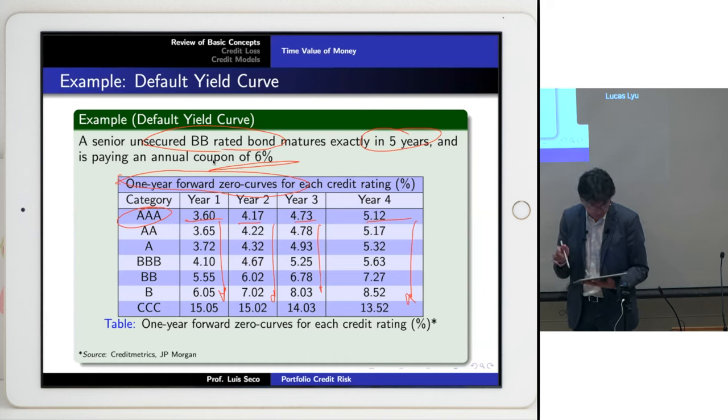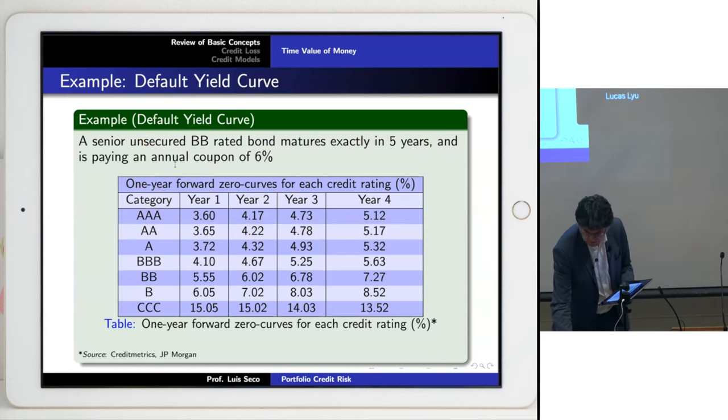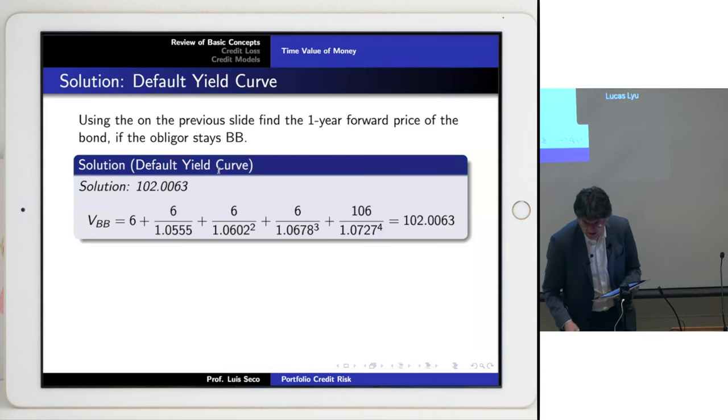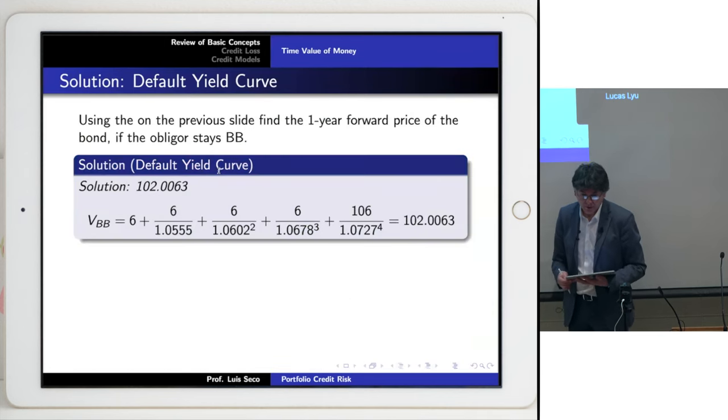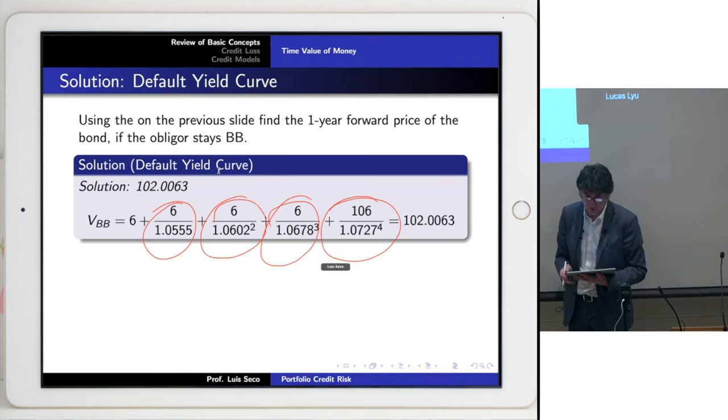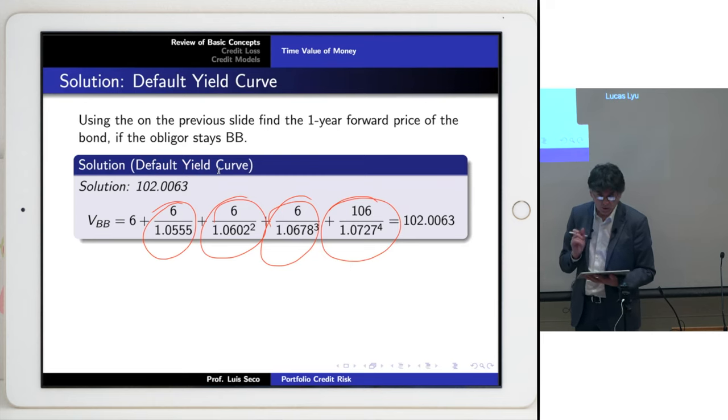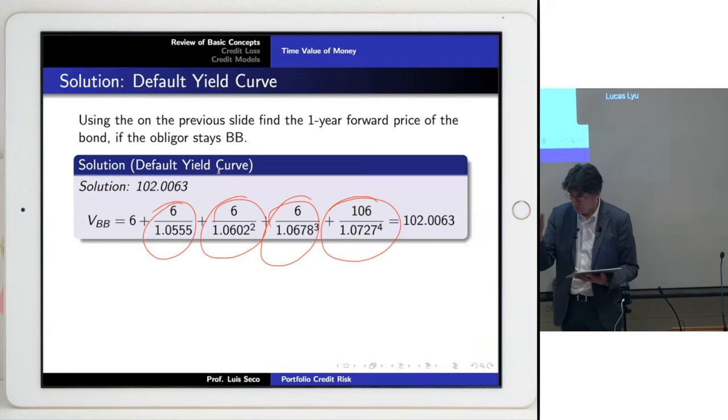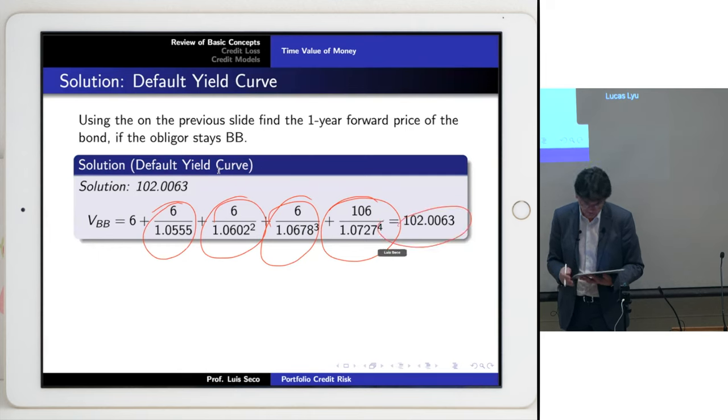Right now it's part of the problem. And now the question here is, with this information, can you calculate the 1 year forward price of the bond if the obligor stays at double B? That's a question we can already solve because we just use the rates of that particular obligor and discount the bond cash flows according to these formulas. We are the only ones who use continuous time discounting. Most people out there use annual compounding. That's why it's done like that, all right? And that's the answer, 102.